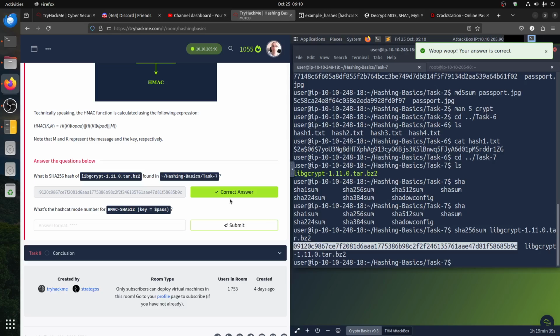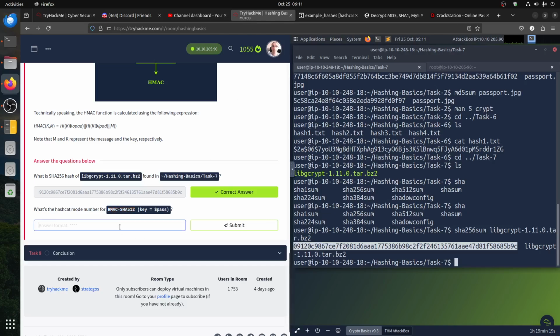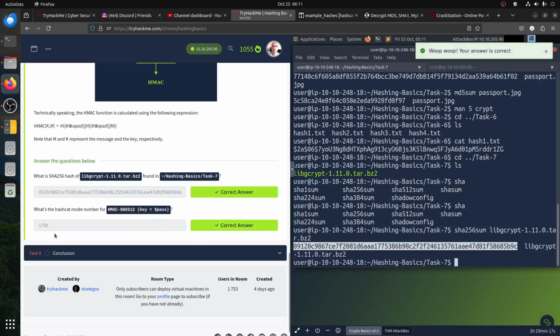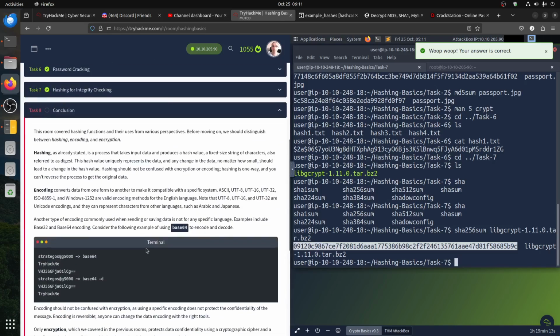Then what's the hashcat mode number for HMAC-SHA1 with keyfile? Let's go there. Control F, keypass. So it's this one, 1750. That's in case you try to decode. And then what's the next one?